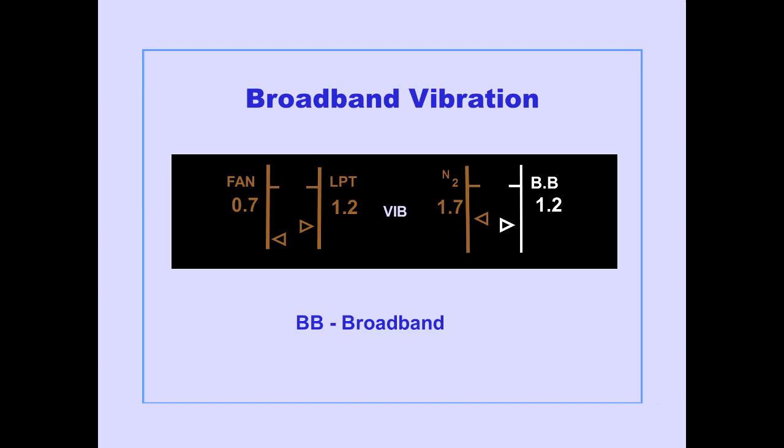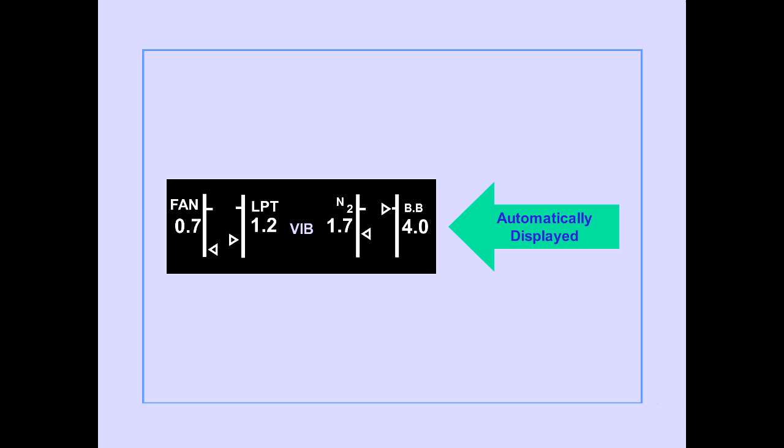If the vibration system detects a fault and cannot determine fan, N1 turbine, or N2 rotor vibration, the indication for the affected engine displays broadband vibration. Broadband vibration is the engine's average vibration level. Display indicator is displayed as a white line on the vibration indication. If a vibration level reaches the display indicator, all vibration indications are automatically displayed.